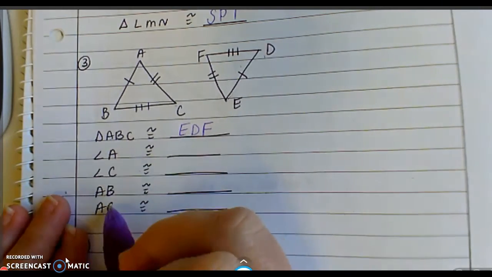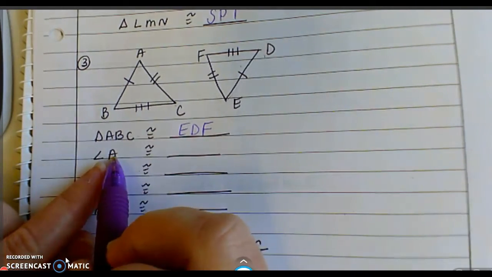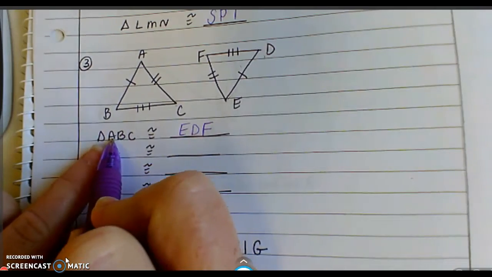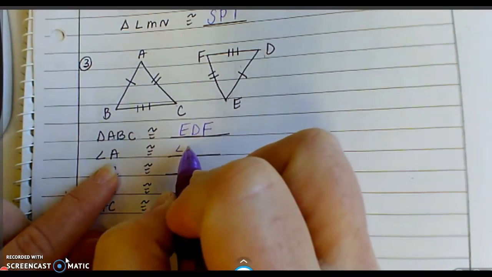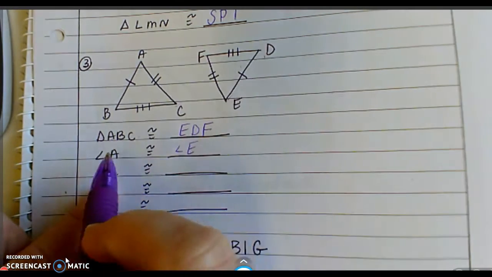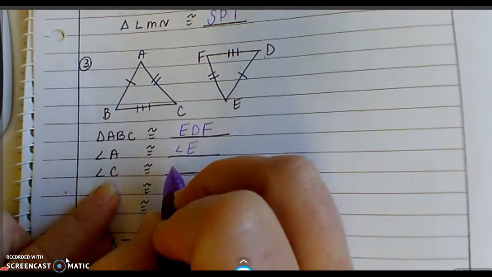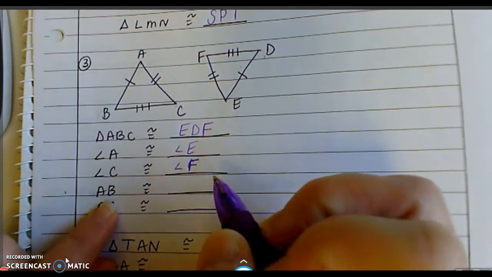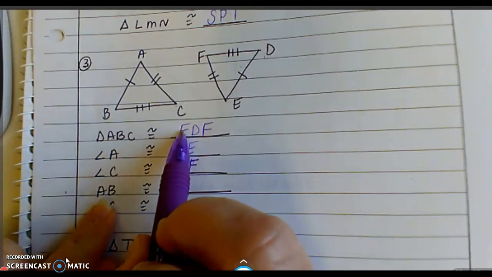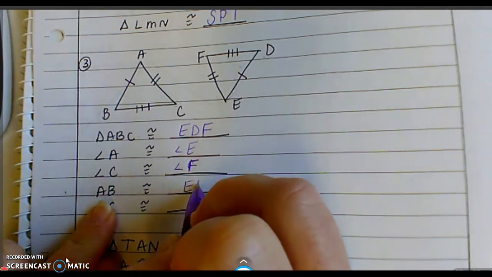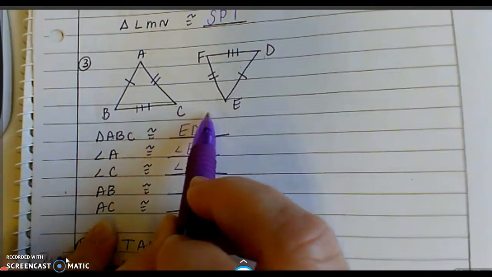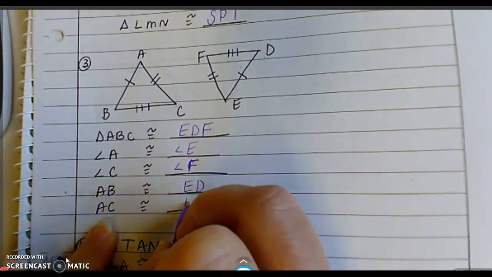Now, the rest of these, you can use what you know, and you can kind of look at it and tell, or because A is where the E is, I know that angle A is congruent to angle E. C is where the F is, so I know that this is angle F. AB is where ED is, so this would be ED. AC is where EF is, so this would be EF.